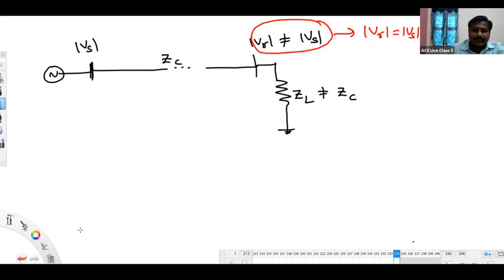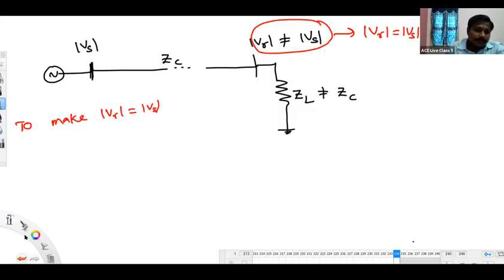Anybody? Tell me please. One option is keeping a capacitor at the receiving end bus. That's one option. The other option is to modify the value of ZL to be equal to ZC, to make mod VR equal to mod VS.